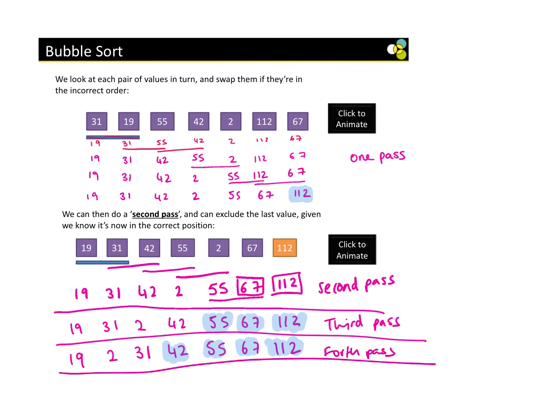Keep going. 19 and 2, we are going to swap. 19 and 31, we're not going to swap. Now we know that 31 is safe and in the right order, and we know the rest are. This is our fifth pass.